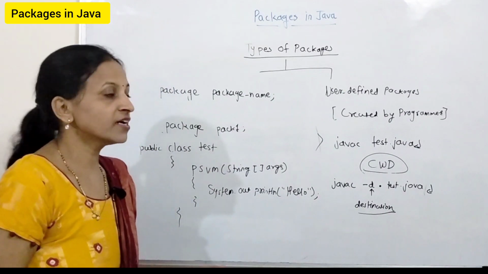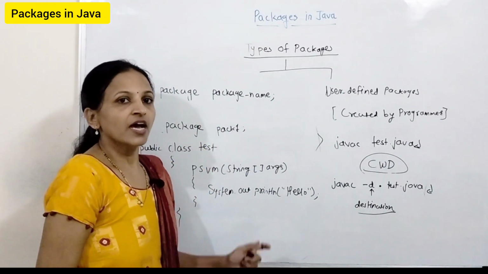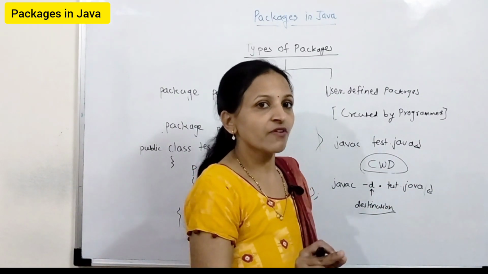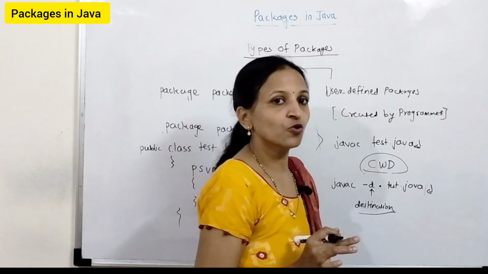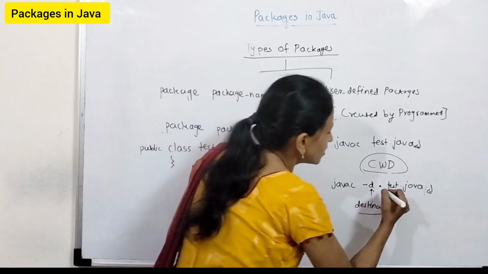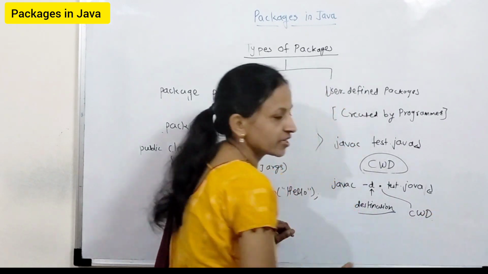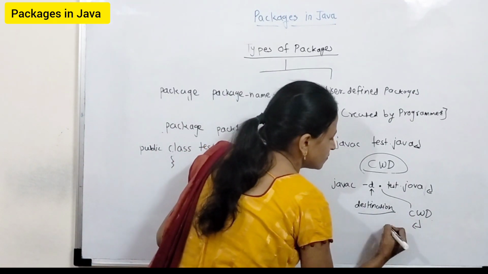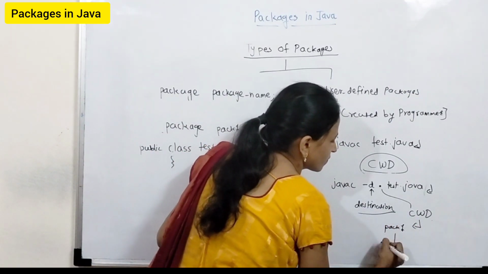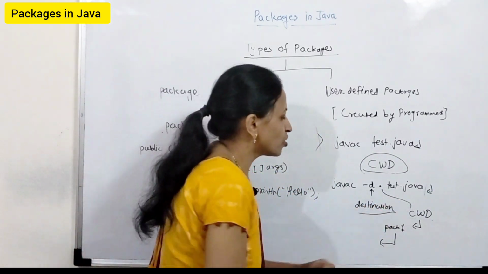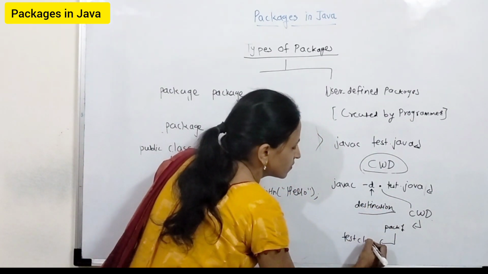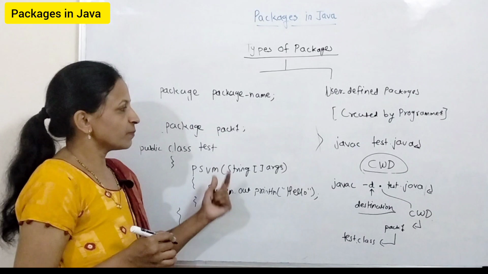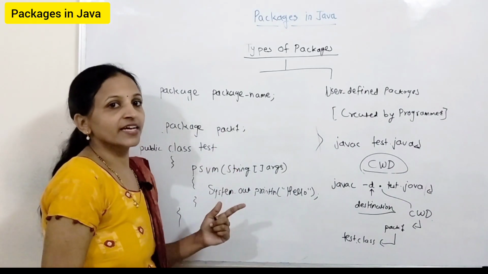The destination will be considered as this pack1 folder, and inside that pack1 package, this test.class file will get stored. Now see, this dot stands for the current working directory. Inside that current working directory, this pack1 folder will be created, and inside that this test.class file will be saved. In this way this test.class file will be saved inside this pack1 package.